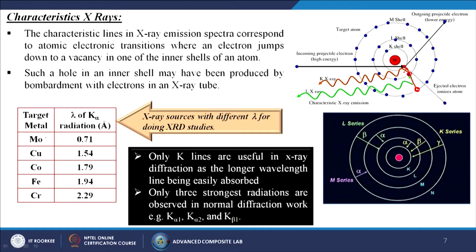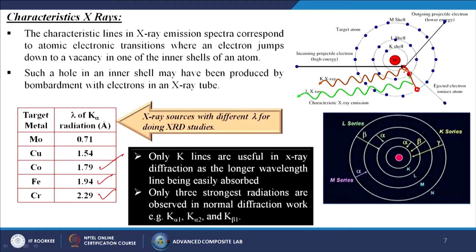Now, X-ray sources with different lambda for doing XRD studies depend upon the different target metals. For molybdenum, lambda for K alpha radiation is 0.71, for copper it is 1.54, for cobalt it is 1.79, for iron it is 1.94, and for chromium it is 2.29. As I told already, only K lines are useful in X-ray diffraction, as longer wavelength lines are easily absorbed. So generally we prefer that the electron jumps from the K shell to the L shell. Only the 3 strongest radiations are observed in normal diffraction: K alpha 1, K alpha 2 and K beta 1.